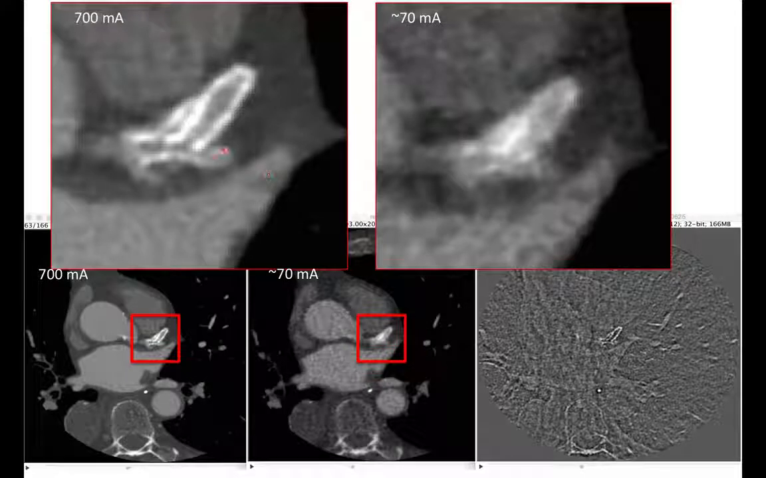If we zoom this up, you can see the dimension of the pixels here. There's the stent at a bit of an oblique angle, and that's what it looks like with the signal to noise of 70 MA. So it's a much more difficult thing to evaluate.